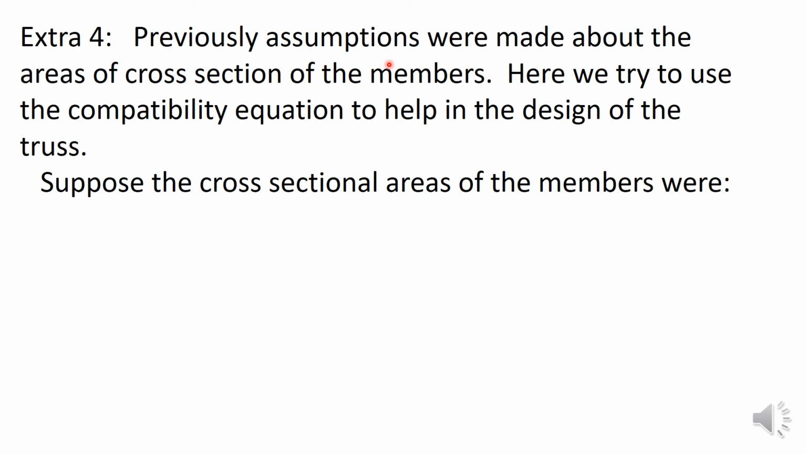So what we will try to do now is to reduce the effect of changing the cross-sectional areas on the forces in the members, and we try to use the compatibility equation to help in the design of the truss. So we'll use this not just to find the forces in the members, but also in the design of the cross-sectional areas of the members. Let's suppose the cross-sectional areas of the members were as follows.